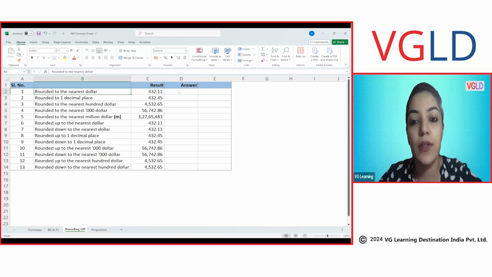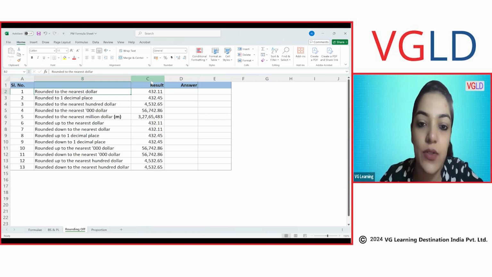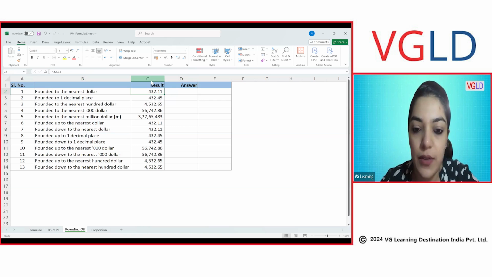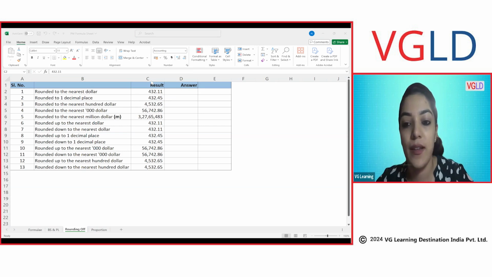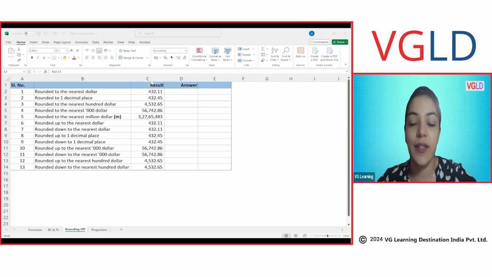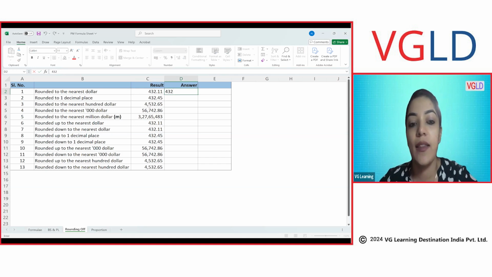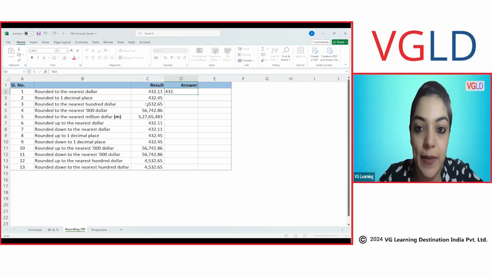To number one, round it to the nearest dollar. While doing the calculations, you're getting the result 432.11. Tell me what you would put in the answer box. You have to round to the nearest dollar. We did it in our FM class, Vasha. This is PM, no? Okay. So all of you are right. This is 432. Okay. Then round it to 1 decimal, please.